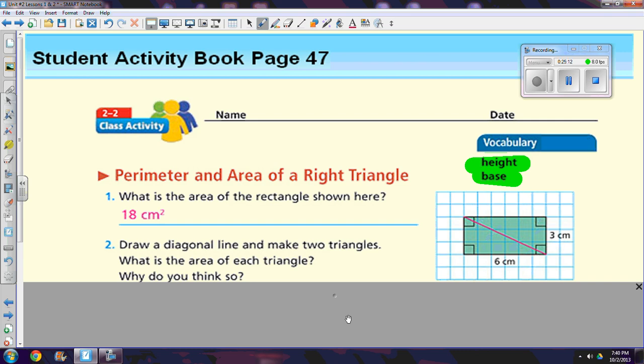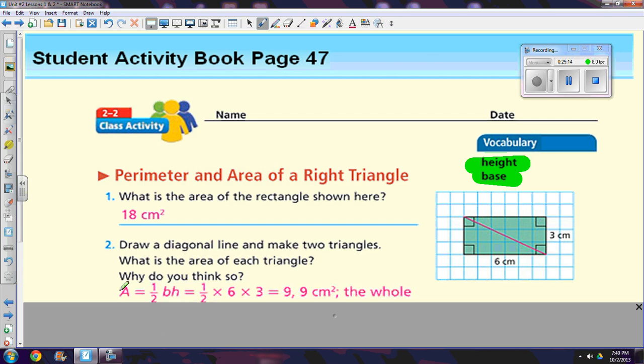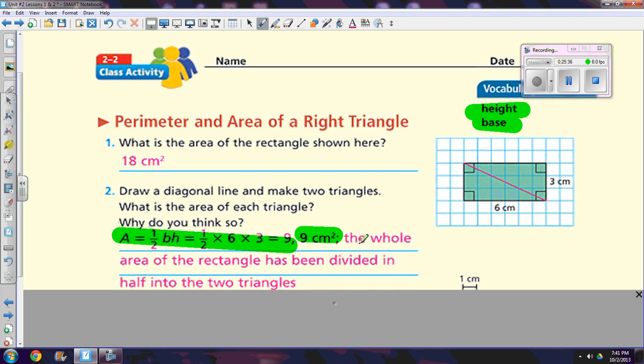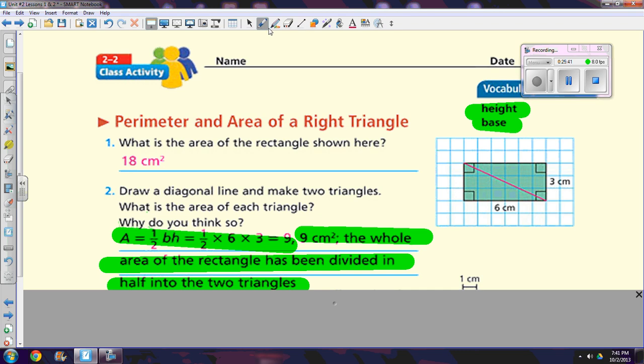So your formula is 1/2, and go ahead and copy this down, equals 1/2 base times height, which is 1/2 of 6 times 3, which would be 9. So 9 centimeters squared would be the area of the triangle. The whole area of the rectangle has been divided in half into 2 triangles. So write that up for number 2. And that formula there is important. 1/2 base times height.